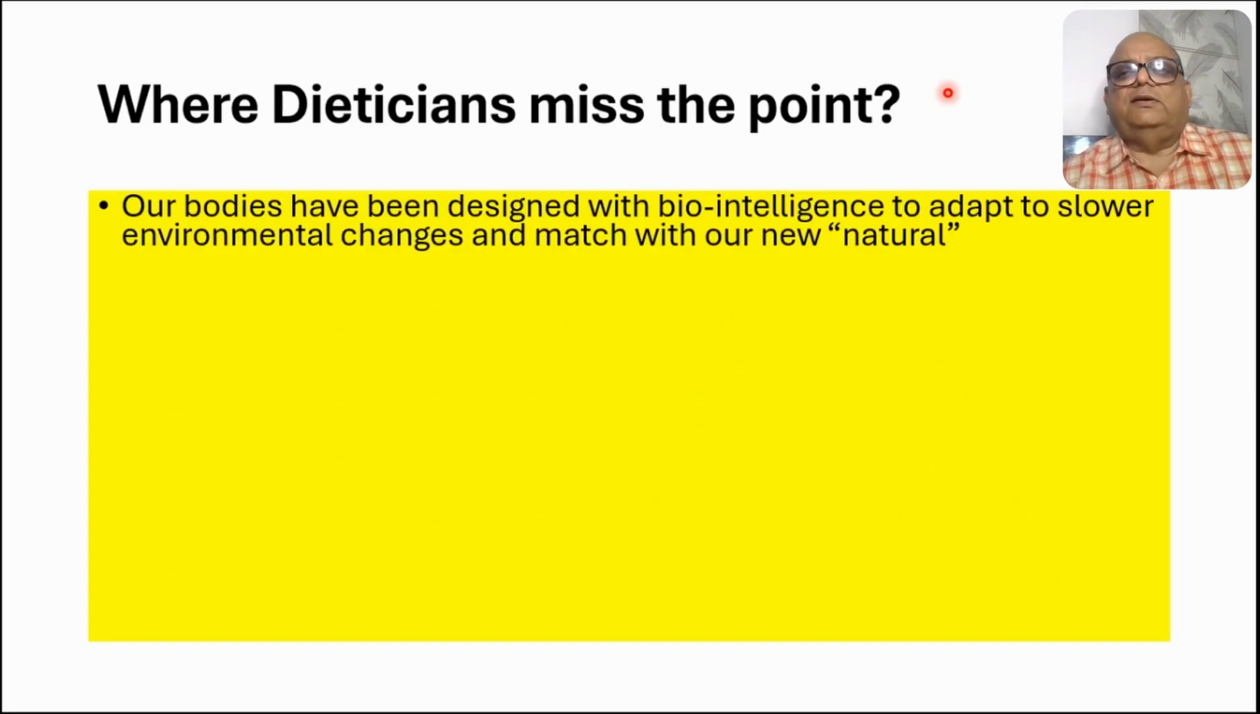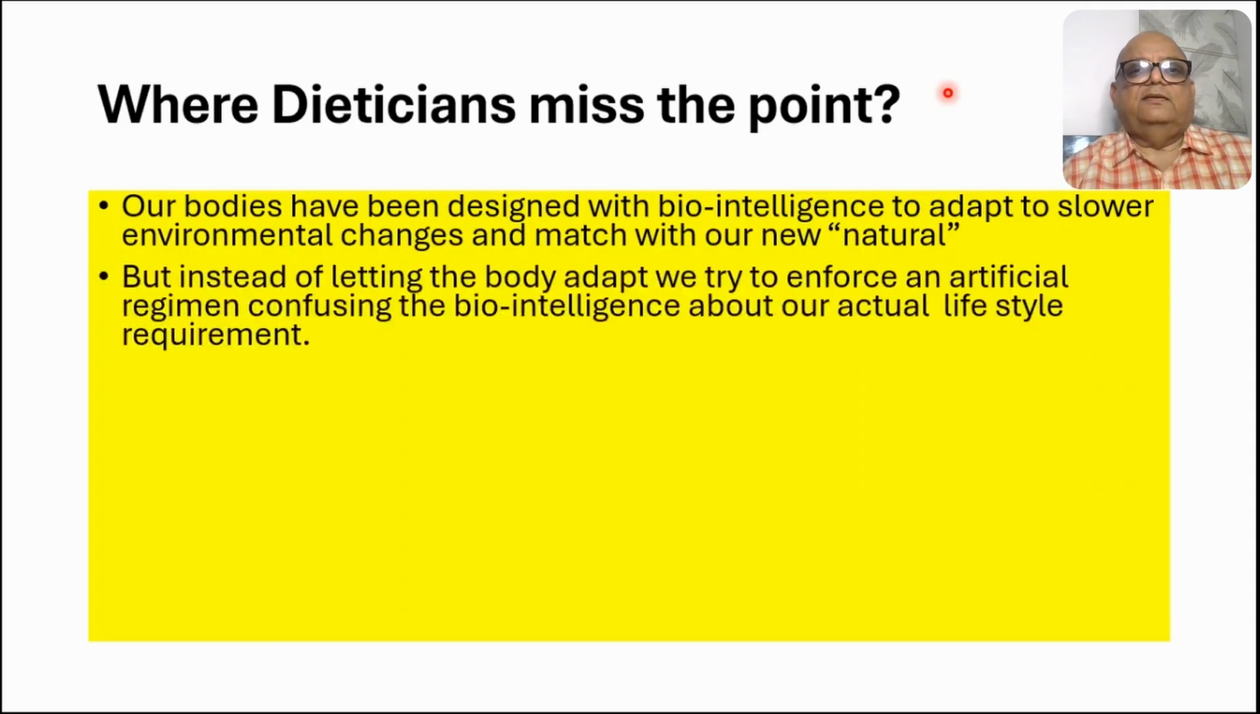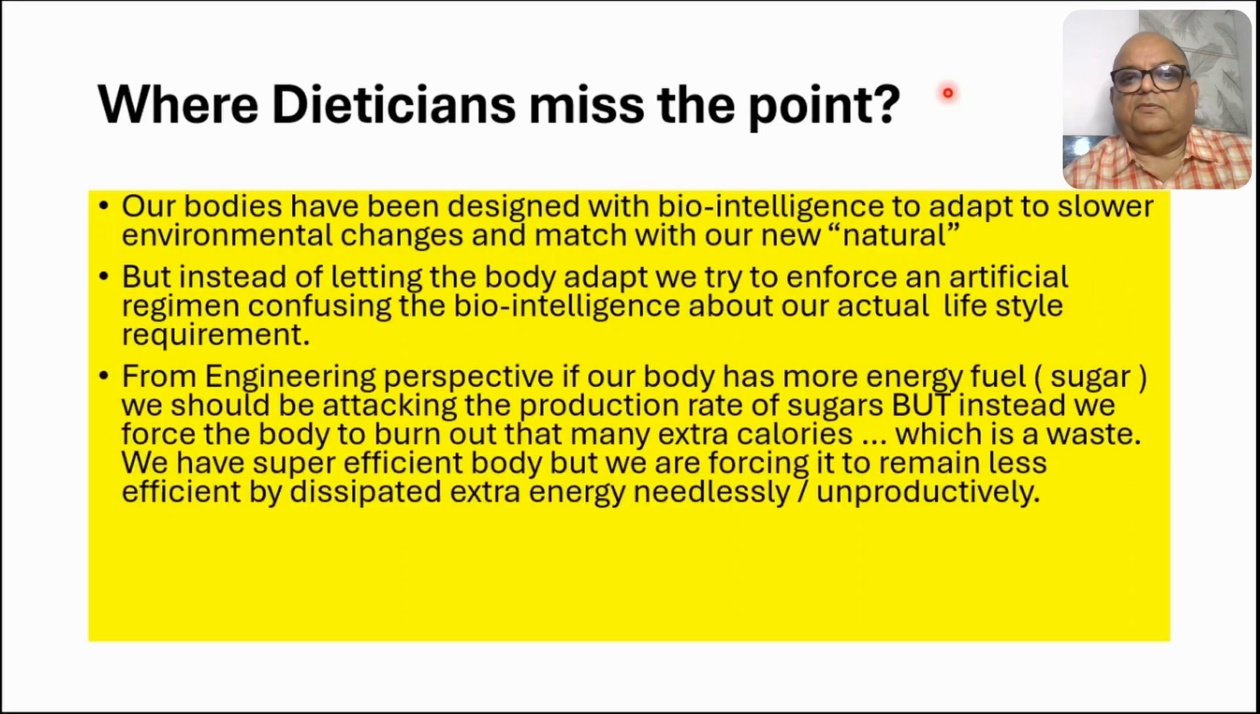Our bodies, as I said, have been designed with biointelligence to adapt to slower environmental changes and match up with our new natural. Whatever is natural for us now, the body is designed to adapt for that. And it will adapt if we let it adapt. But instead of letting the body adapt, we try to temper and enforce an artificial regimen, trying to go back to natural living, which is no longer natural for us, thereby confusing our biointelligence about what is actual lifestyle requirement.